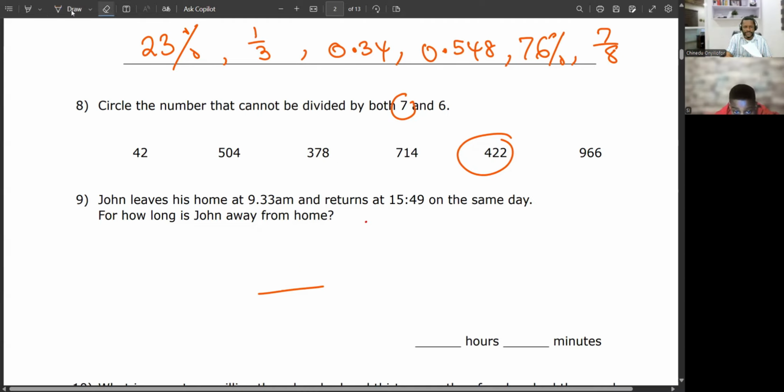But let me check, can 6 divide into this? No, it cannot. So the answer is correct. So go to number 9.